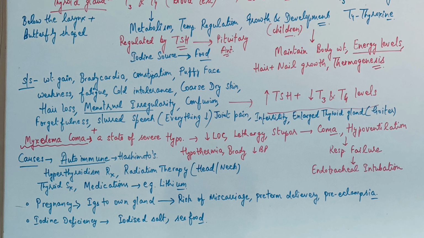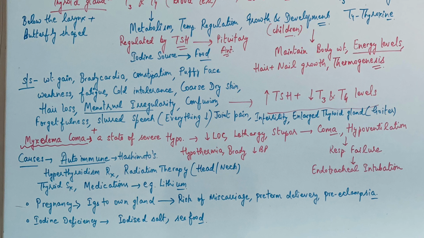So why is the thyroid gland under-secreting, why is the thyroid gland underactive? The first reason can be autoimmune disease. The autoimmune disease is also known as Hashimoto's disease of the thyroid gland. It is autoimmune because the body's own cells are destroying the thyroid gland.